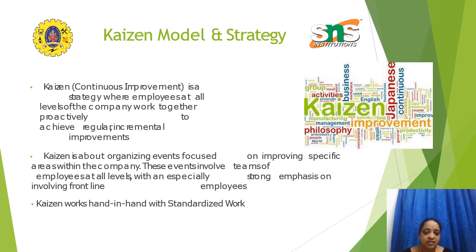This is the Kaizen model and strategy. As we discussed earlier, Kaizen is a continuous improvement process. It is a strategy where all the employees at all levels of the company work together proactively to achieve regular incremental improvements. It is about organizing focused events in focused areas within the company on improving specific areas. It has a strong emphasis on involving the frontline employees, and it works hand in hand with standardized work.